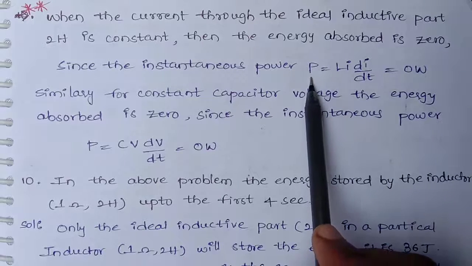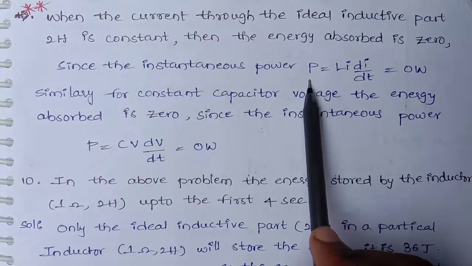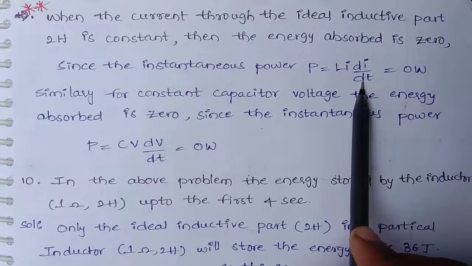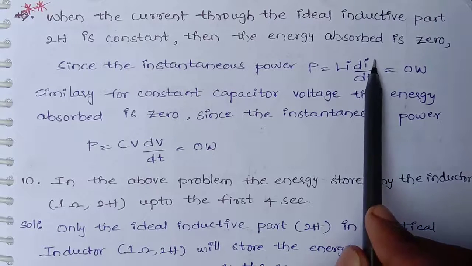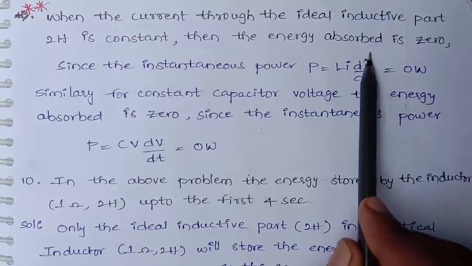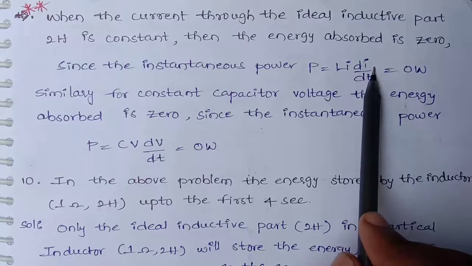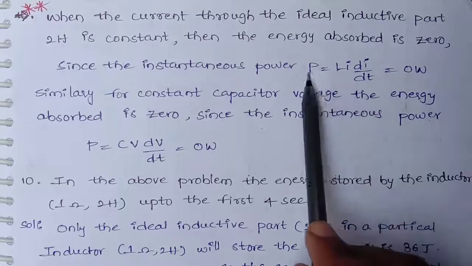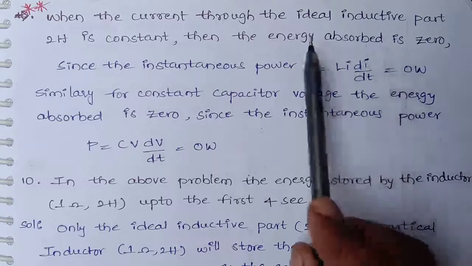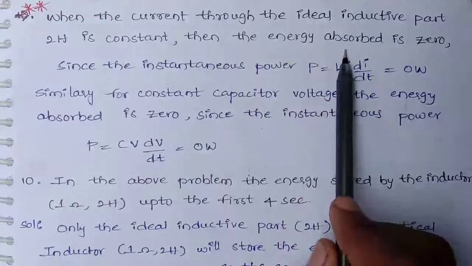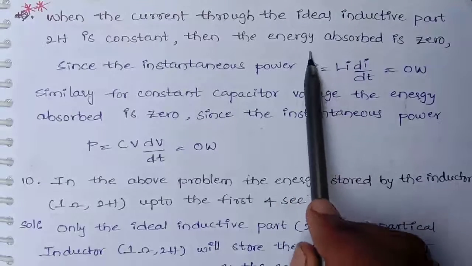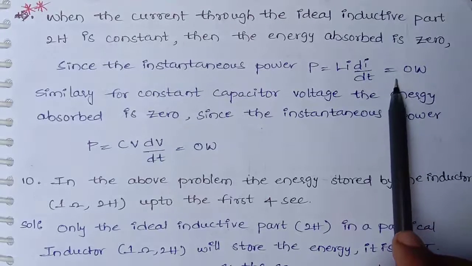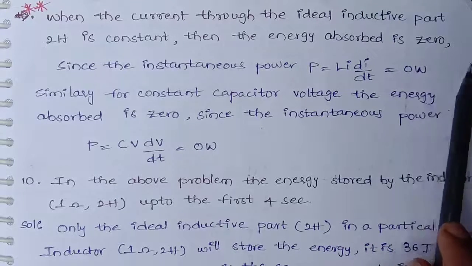We know that instantaneous power is P = L * I * di/dt. Here we are supplying a constant current, that means the differentiation of that current will become 0. So ultimately the instantaneous power will become 0. Our aim is to find the energy absorbed. The energy absorbed is nothing but the integration of power, and the integration of 0 will become 0.